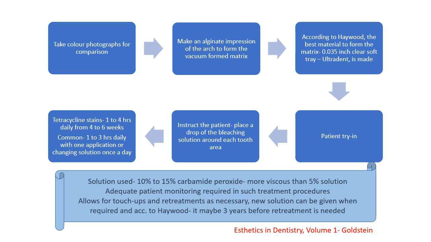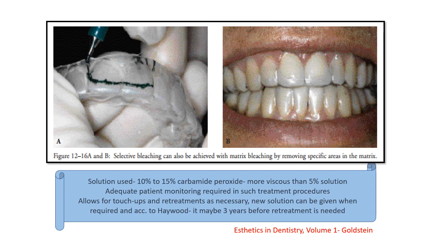Adequate patient monitoring is required in such treatment procedures. Allow for touch-ups and retreatment as necessary. New solution can be given when required, and according to Haywood, it may be 3 years before retreatment is needed. Like we mentioned, you need to take an alginate impression to form a tray which will hold the bleaching material. Selective bleaching can also be achieved by matrix bleaching by removing specific areas in the matrix that is used.